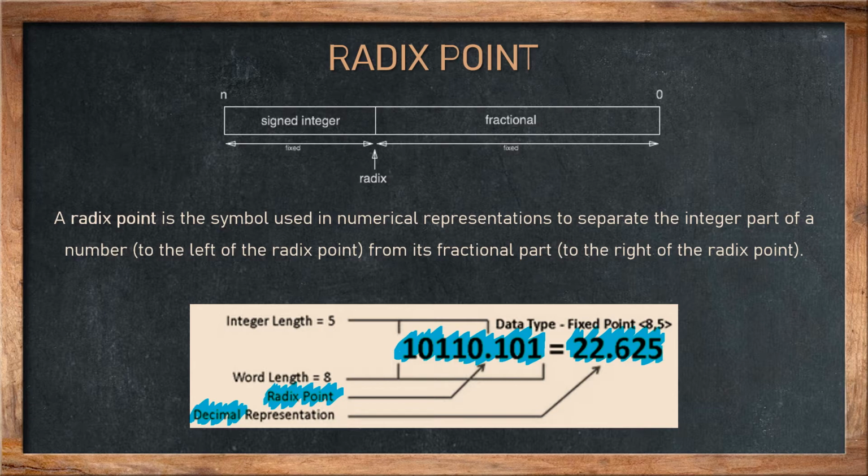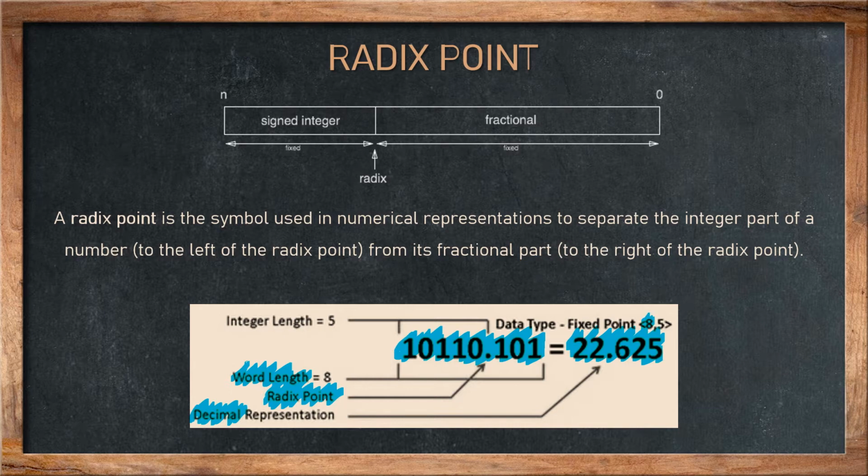We will see that in the next slide. So this is called the radix point. Also, a few things you can find in this image. See, word length. What is word length? Word length means the total number of bits you have in your number. So here we have a total of 8 bits. So this is my 8 bits.